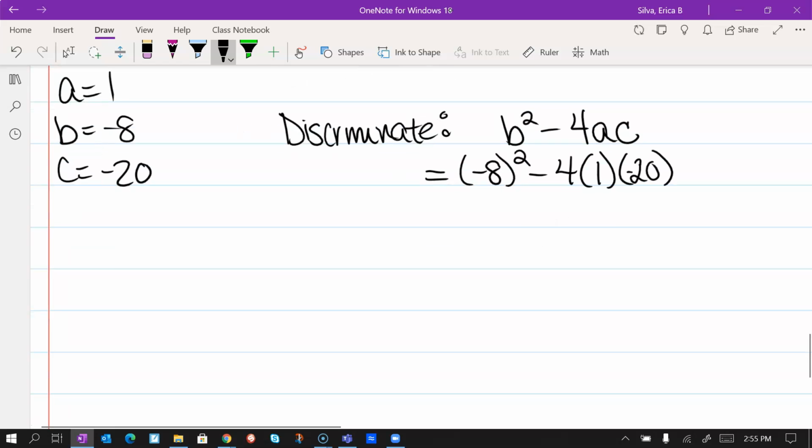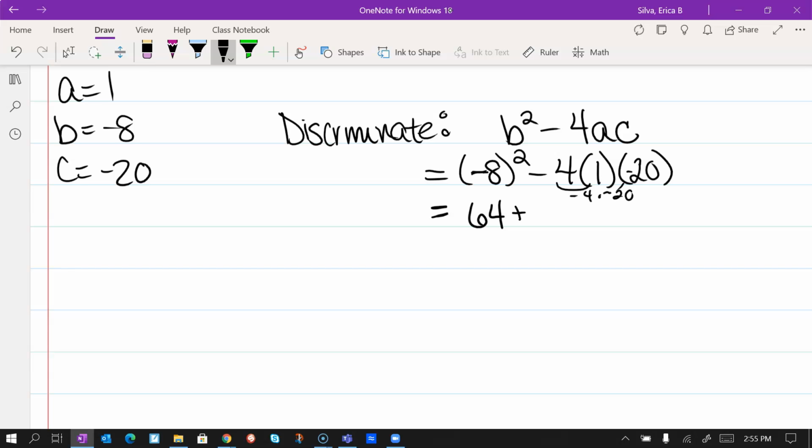Now the mistake that I saw a lot is that you guys aren't putting that -8 inside the parentheses. It's -8 times -8, which gives us a positive 64. On a lot of your work, I saw that you guys still had that negative. Please be sure that you're multiplying that negative times that negative, which gives us a positive. Then -4 times 1 is -4, and then times -20, we get positive 80. And that gives us 144.